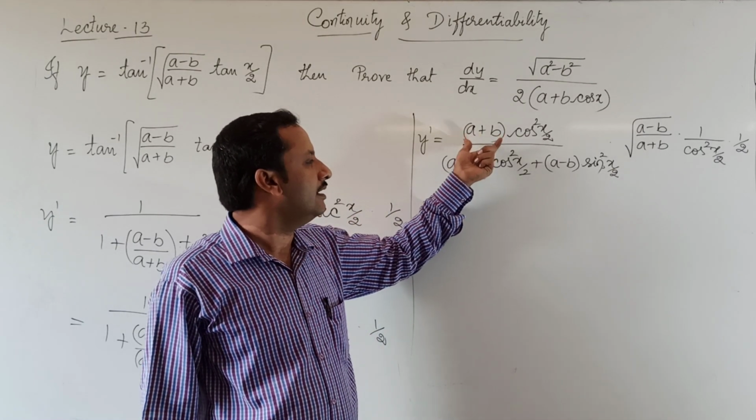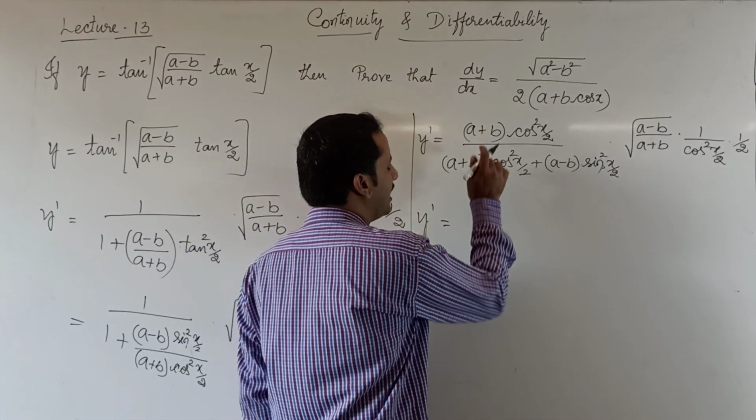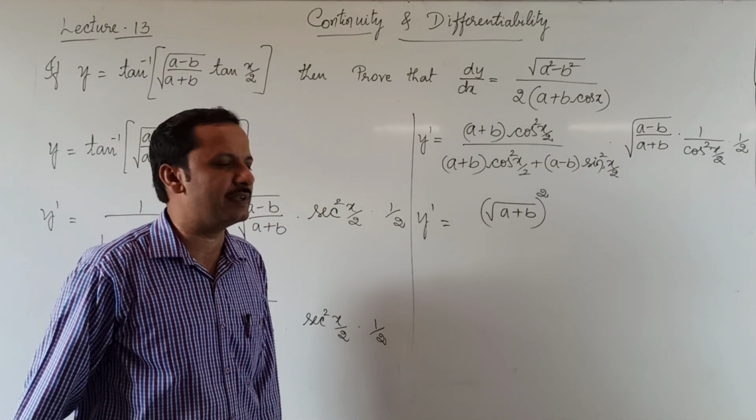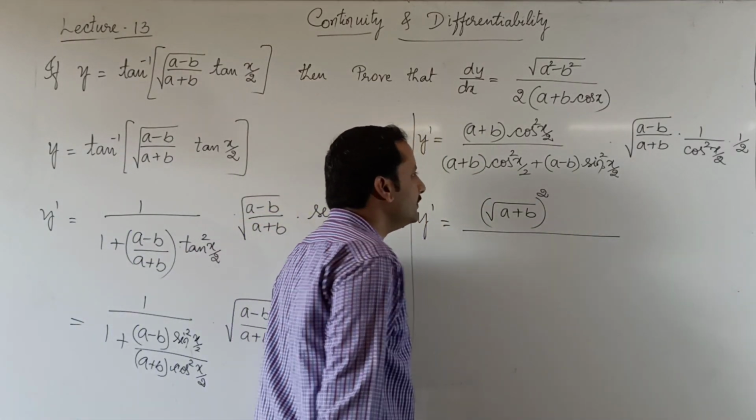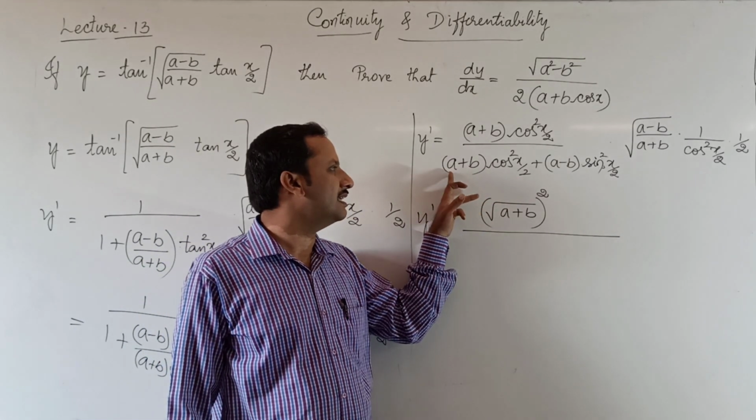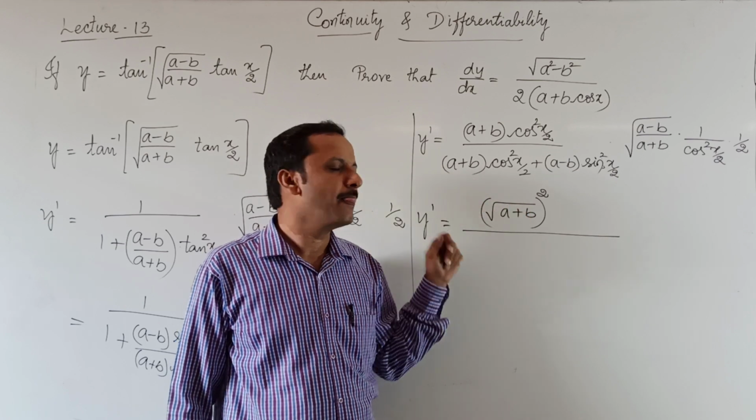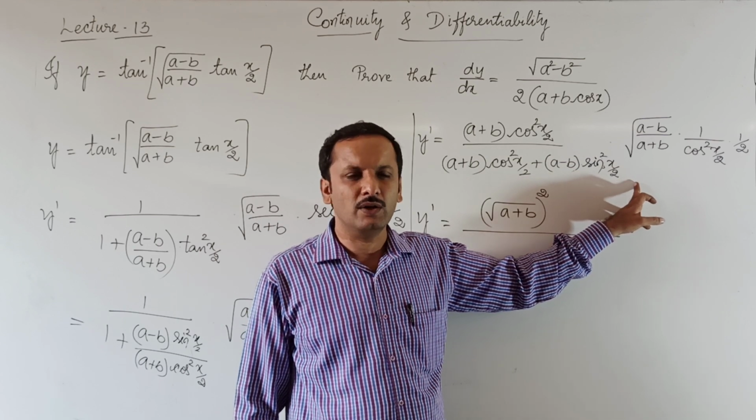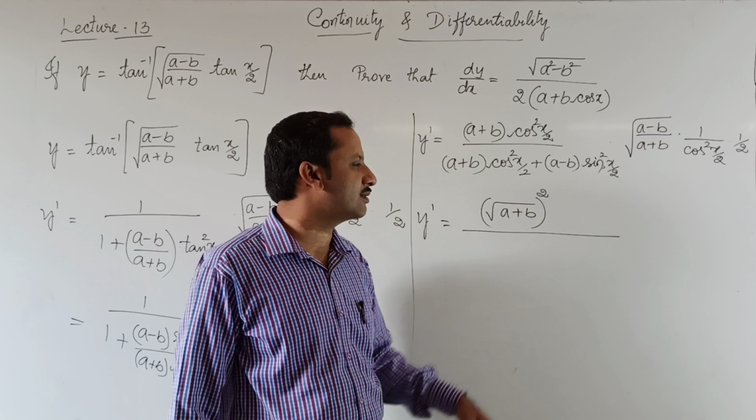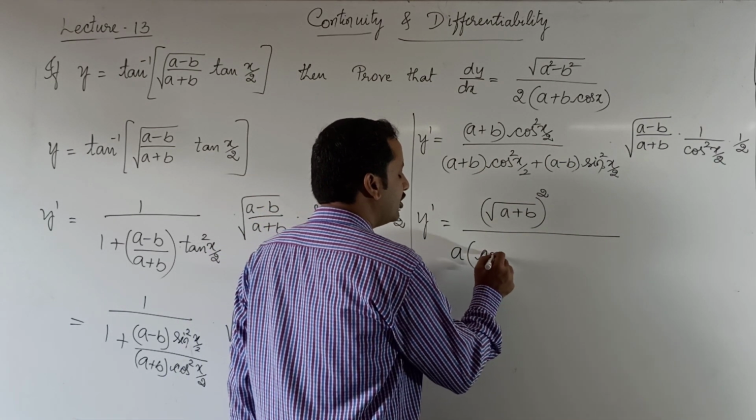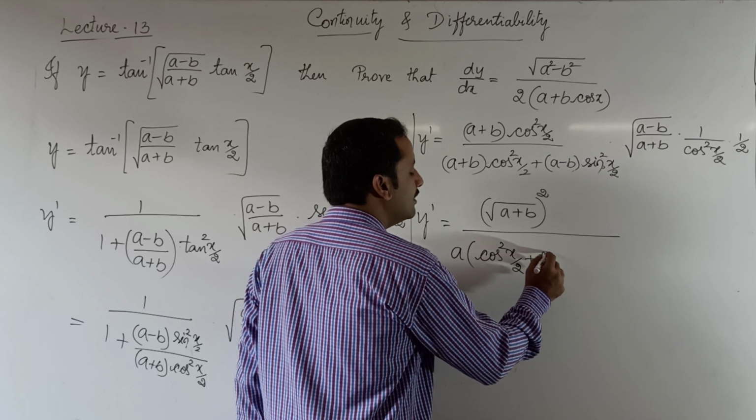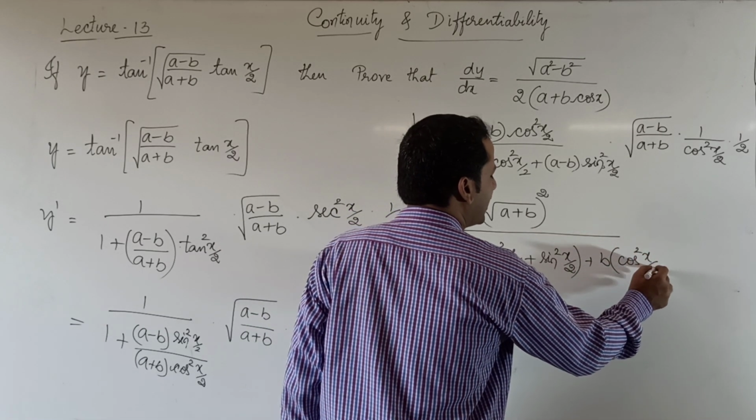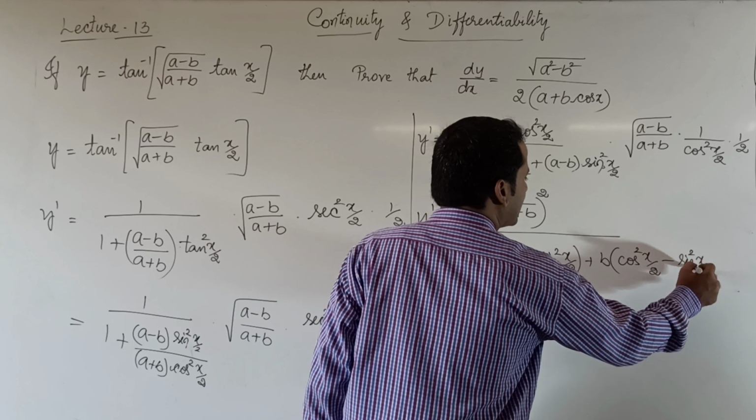After that, here you have a plus b. I am writing a plus b as root (a plus b) whole square. A plus b can be written as root of (a plus b) whole square divided by. Now let us expand this. I will write this as a cos square x by 2 plus b cos square x by 2. After that, plus a sin square x by 2 minus b sin square x by 2. Okay? So you have a cos square x by 2 plus a sin square x by 2, and I can write it as a into (cos square x by 2 plus sin square x by 2) plus b into (cos square x by 2 minus sin square x by 2).